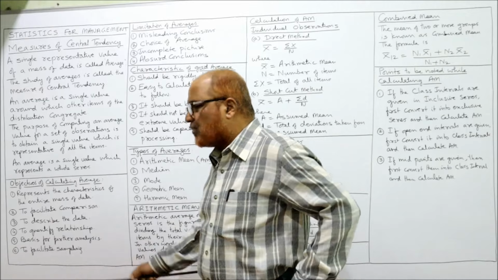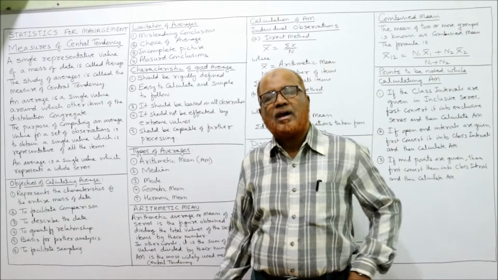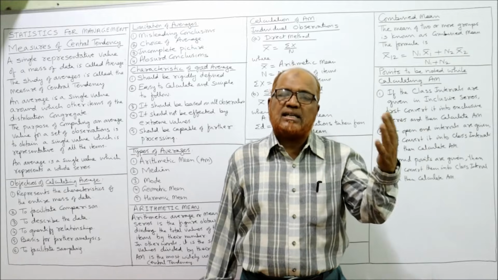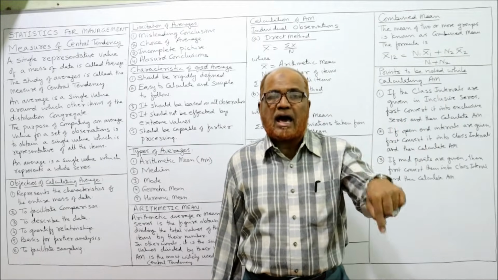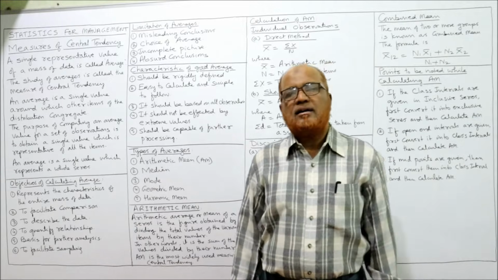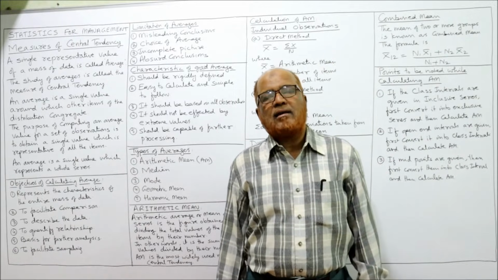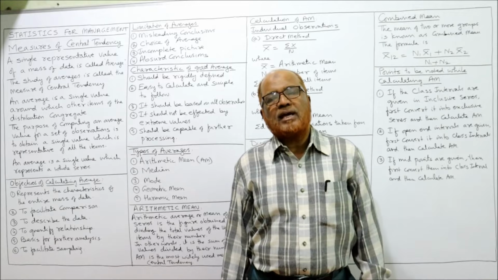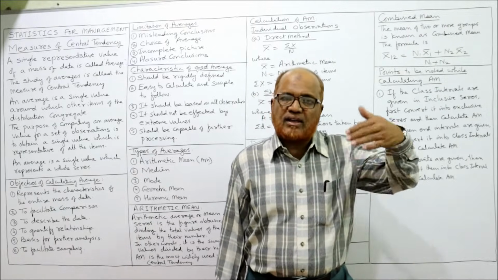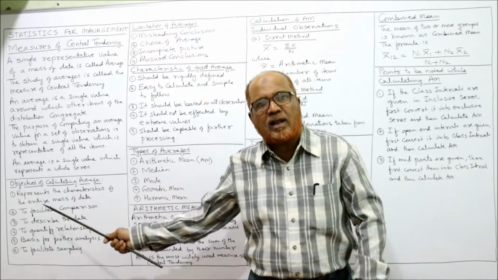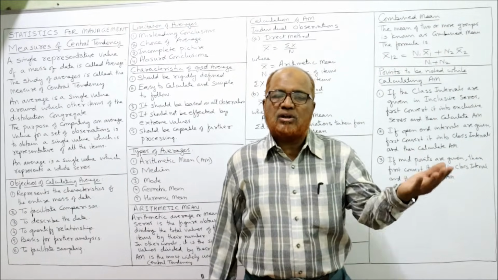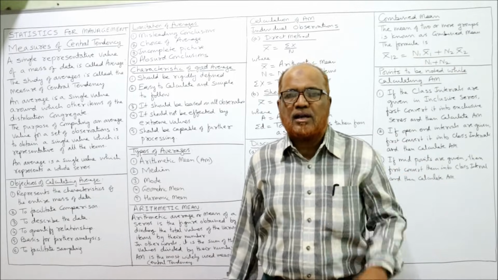Next one is basis for further analysis. Average is very important because other statistical measures require averages. For example, for calculating standard deviation, for calculating correlation, for calculating regression. So for all these further studies, we require average. Without calculating average, we cannot get standard deviation, we cannot get correlation, we cannot get regression.